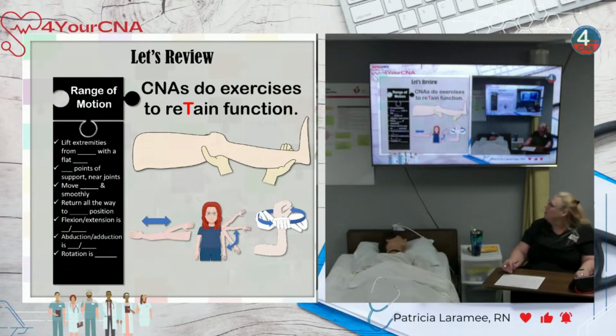We learn how to do range of motion. Anytime we're doing range of motion, we lift from below. We support at the joints. Flexion, extension is up, down. Abduction, adduction is side to side. Rotation is around. So we exercise the joint that the care plan tells us to with the exercises that the care plan tells us to for the amount of repetitions that the care plan tells us to. That's it.